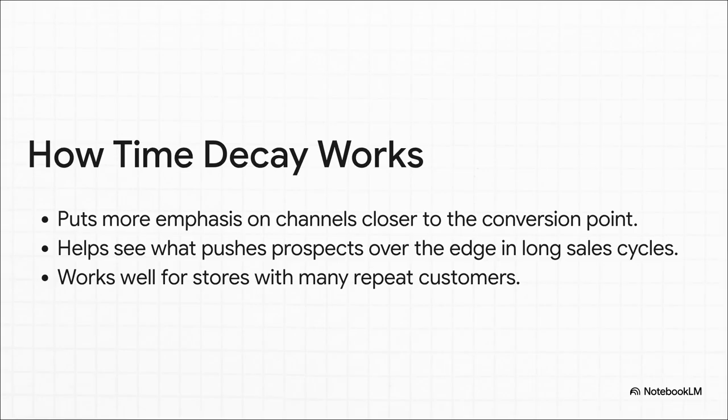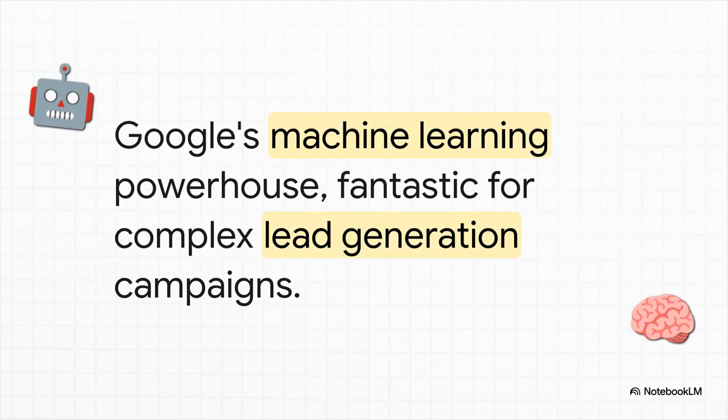It recognizes that the ad someone clicked a month ago is probably less influential than the one they clicked yesterday. So it's perfect for figuring out which of those late-stage channels are really the most effective at finally pushing people over the finish line. And last but certainly not least, we have the smartest kid in the class, the data-driven model. This is Google's own machine learning powerhouse, and it is an absolute beast for complex lead generation campaigns.